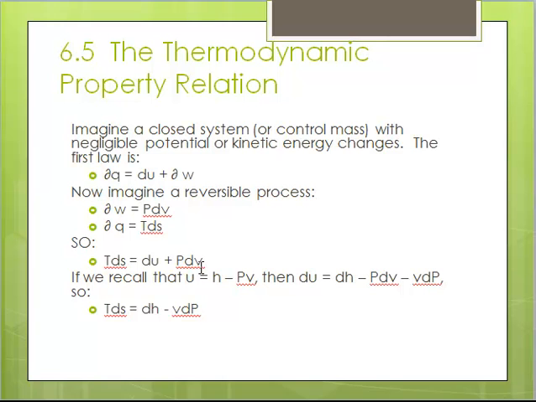A lot of times though we have H, and so if I wanted to use U as H minus PV, taking the differential of U, I get the differential of H. And then I need to do a product rule on the PV term, so minus PdV minus VdP. But if I substitute this in for the dU right here, I end up with the PdV and the minus PdV canceling, leaving me with this expression here.